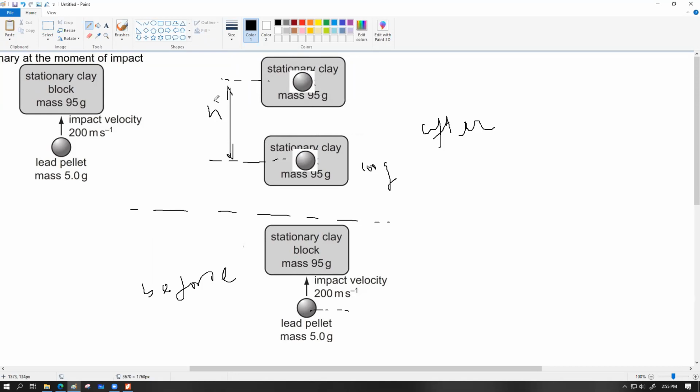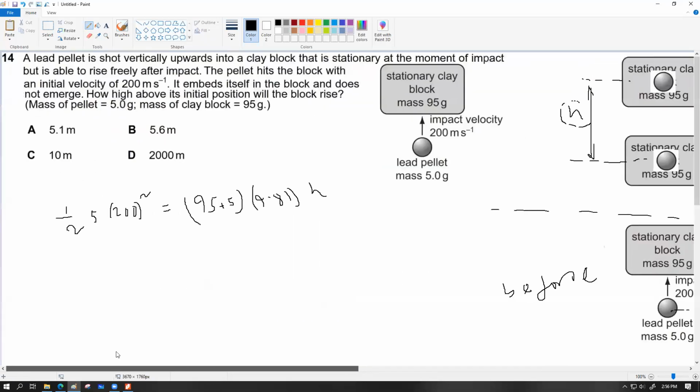So if we assume that this height is h, you can pretty much get the total amount of GP that is stored over here. How much is it? mgh. So m is the 100 gram, g is 9.81, and let's say this height is h. If you wonder why am I trying to do this, because that's the question. How high above its initial position will the block rise? I'm trying to calculate this h.